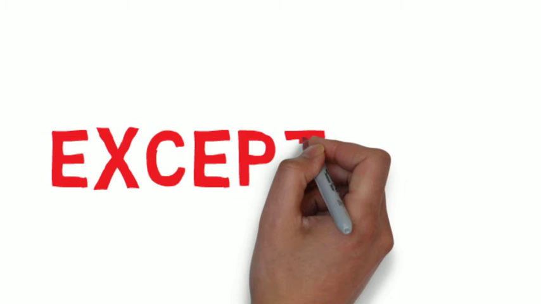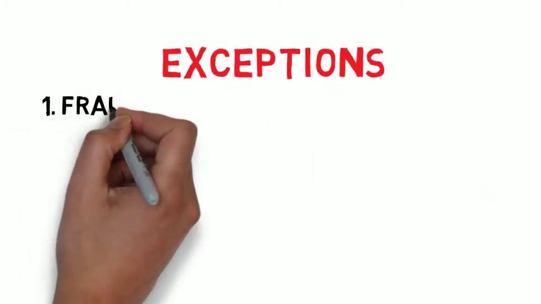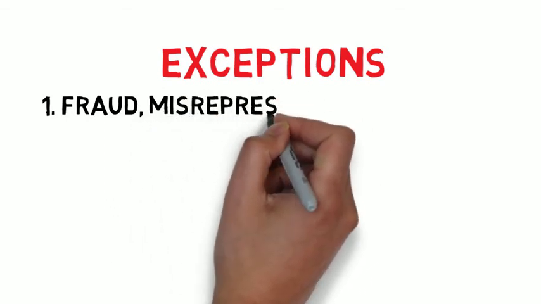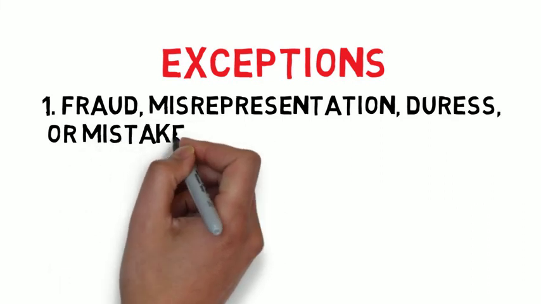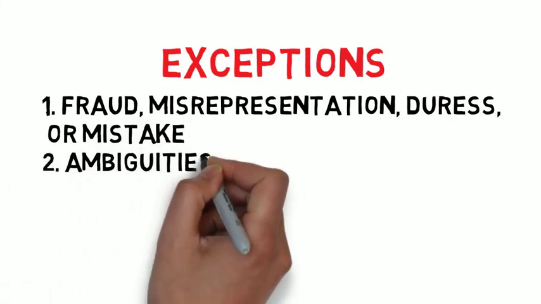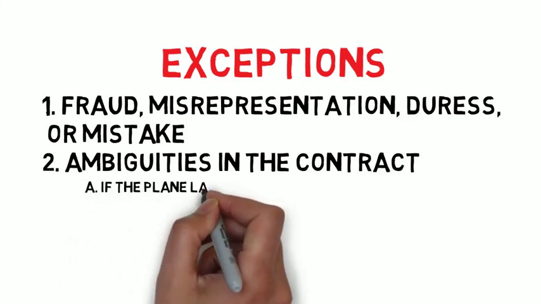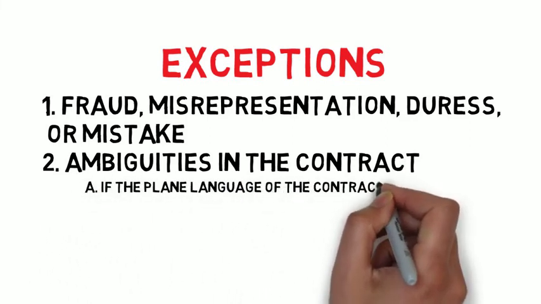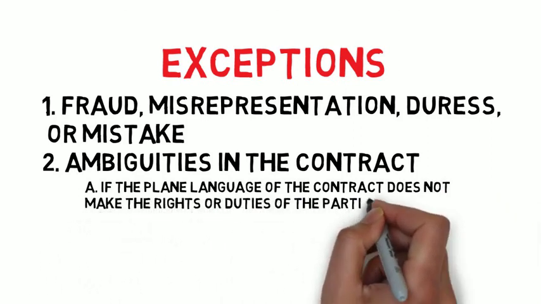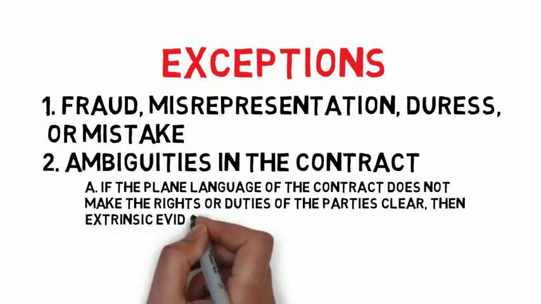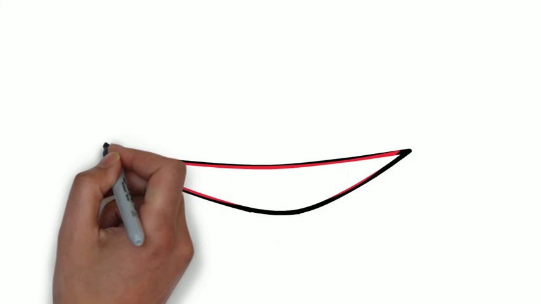There are several exceptions to the Parol Evidence Rule. Two of the most famous are: the first, if there is evidence of fraud, misrepresentation, duress, or mistake, then extrinsic evidence can be considered. The second exception applies if there are ambiguities in the contract, meaning if the plain language of the contract does not make the rights or the duties of the parties clear, then extrinsic evidence can be considered.